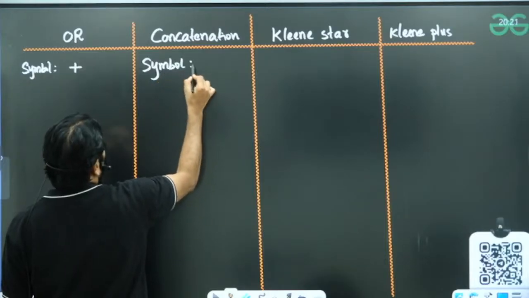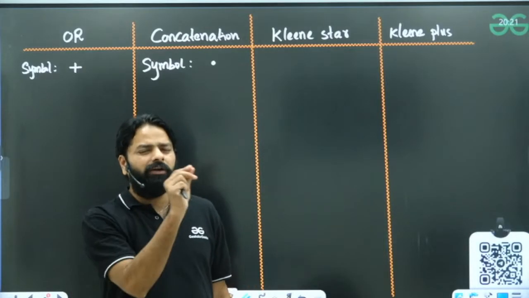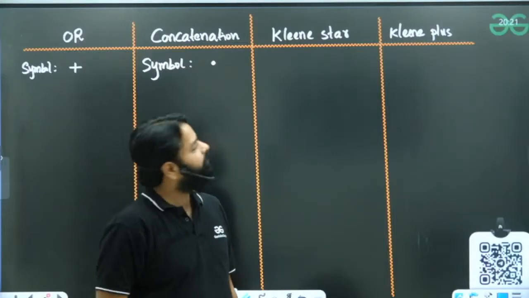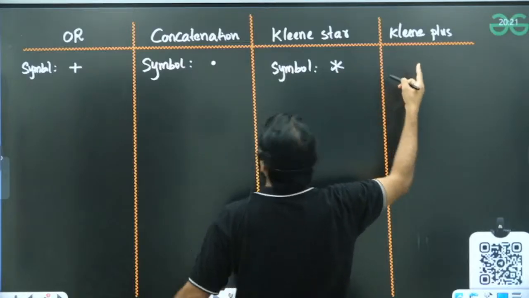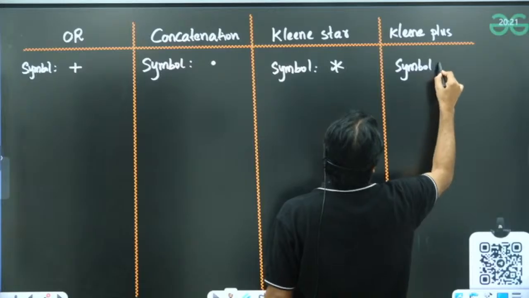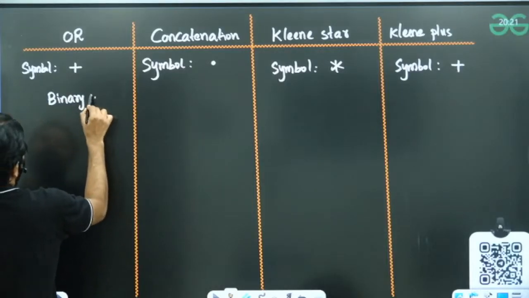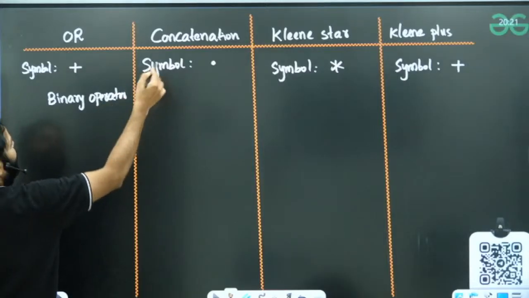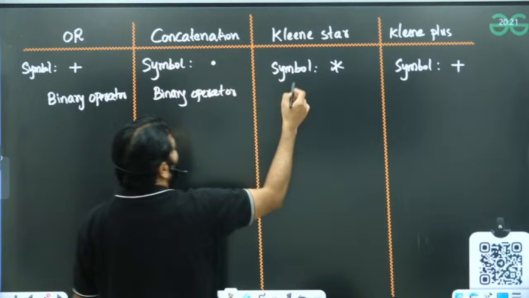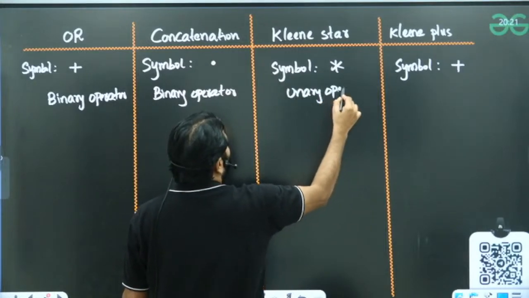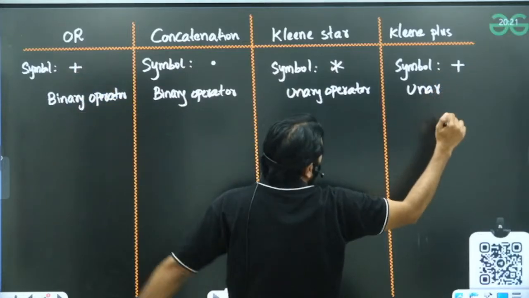For concatenation, the symbol is not required. The symbol, the dot, can be omitted or ignored. When you are writing the concatenation operator, you can ignore it, because if you don't write an operator anywhere between 2 operands, you can assume there is a dot, and it's optional. For Kleene star, you will use the star symbol. And Kleene plus is also the same plus. Then how do you differentiate both? By using the number of operands. This operator is a binary operator, so you need 2 operands. Concatenation is also a binary operator, so you need 2 operands. And this one is a unary operator, so you require just 1 operand. This is also a unary operator. That's why these 2 symbols are differentiated based on the operands.